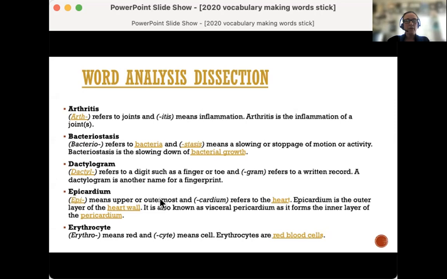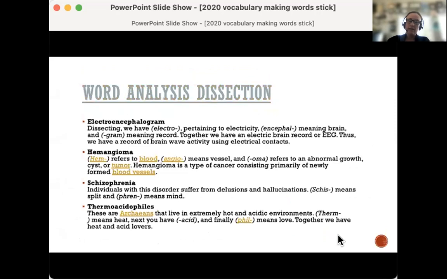Epi is upper or outer, and cardium refers to heart. So epicardium is the outer layer of the heart wall. And then erythrocyte: erythro means red, cyte means cell. So it's a red blood cell. Okay, so super, super easy-ish when we are looking at these different parts and making those meanings.